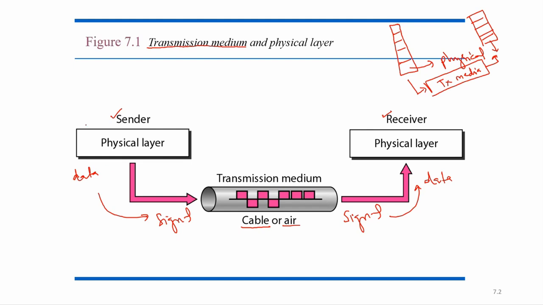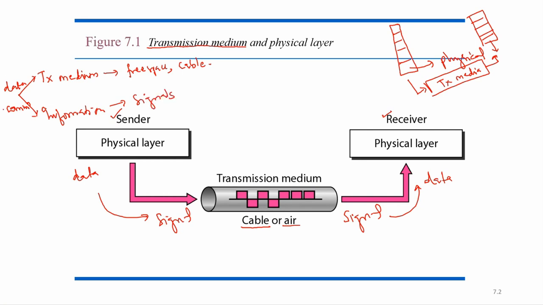Whenever data communication needs to be done, first of all there is a requirement of a transmission medium. This transmission medium can be free space, or it could be a cable. Along with that, we should have data, or information. This information will be in the form of signals. So for data communication, we require a transmission medium and information.